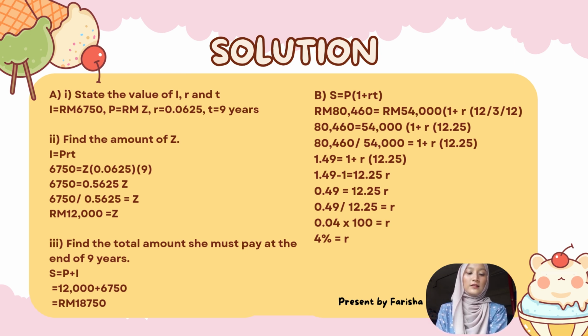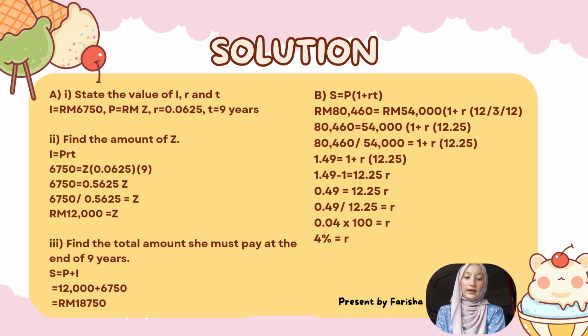For question B, Kamaru borrows RM54000 from a bank that charges R percent simple interest. The accumulated value at the end of 12 years, 3 months was RM80460. Find the value of R. We can use the formula S equals P(1 + RT). So RM80460 equals RM54000 times (1 plus R times (12 plus 3 divided by 12)).